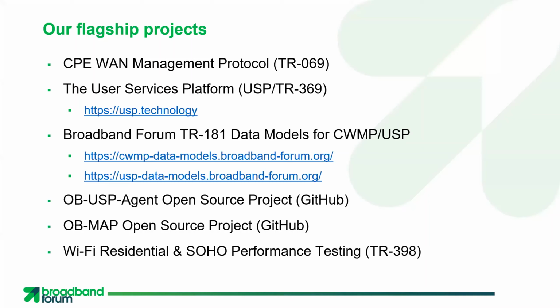There's the open source projects that Lincoln was talking about. That includes the OB-USP agent, which is out on GitHub, and then OB-Map, which is still in the design phases. I believe it's still on GitHub right now, but it doesn't have a release yet. And that is for an open source version of the EasyMesh protocol. And then lastly, also what Lincoln was talking about is TR398, which is the Wi-Fi performance testing.